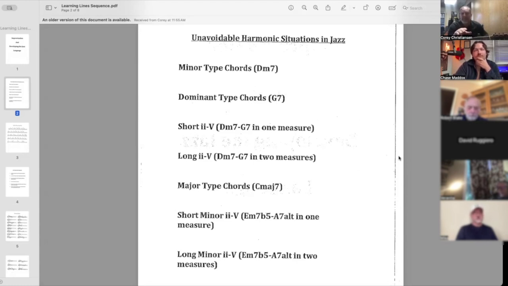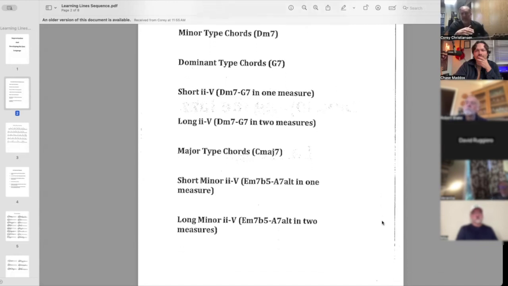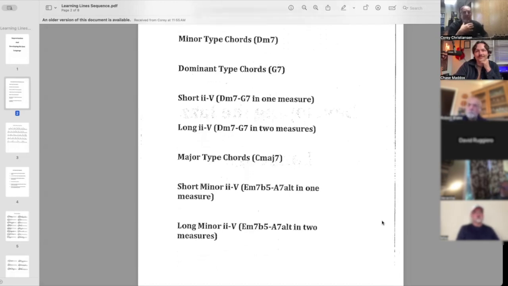Okay? We're also going to have long 2/5s, where that minor chord and that dominant chord aren't really a vamp, but they take place in the space of two measures. We're going to have major type chords. We're going to have short minor 2/5s, which you can kind of see the example there, and long minor 2/5s. And really, there aren't any other harmonic situations that I've ever been confronted with that don't fall under that category.